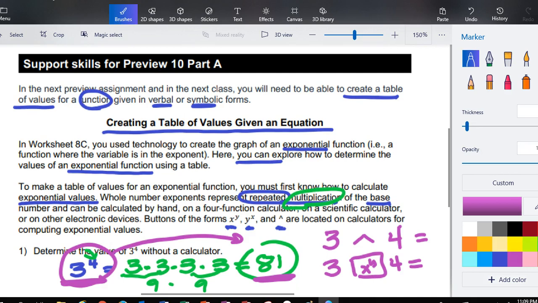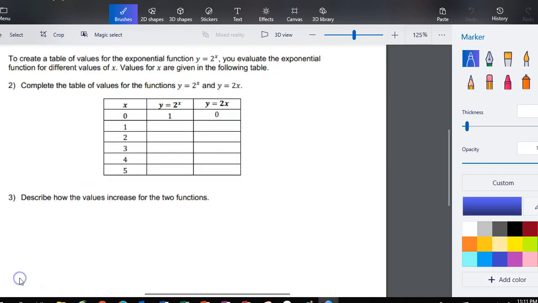If you have not already looked at questions 2 and 3, at least, and you could go on to 4, but at least look at 2 and 3, hit pause to do that, and then come back and we'll work on them together. So now it asks us to create a table of values for this exponential function. And we're going to evaluate it. And in addition to that, we're going to complete the table for that function as well as y equals 2x function. And we're going to use these defined values for x.